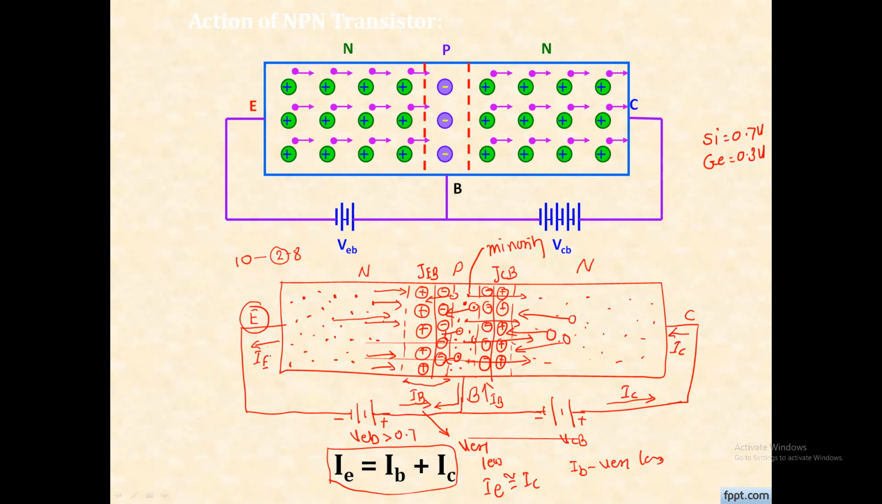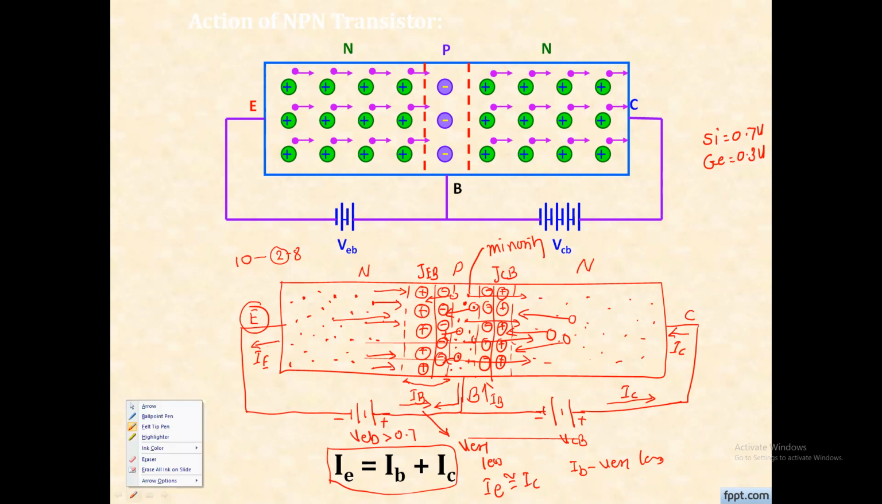Yes, sir. So emitter current is equal to base current plus collector current. What is wrong in that? Get it or not? Yes, sir. Or is there any confusion? No. Okay. So this is about the action of a transistor.